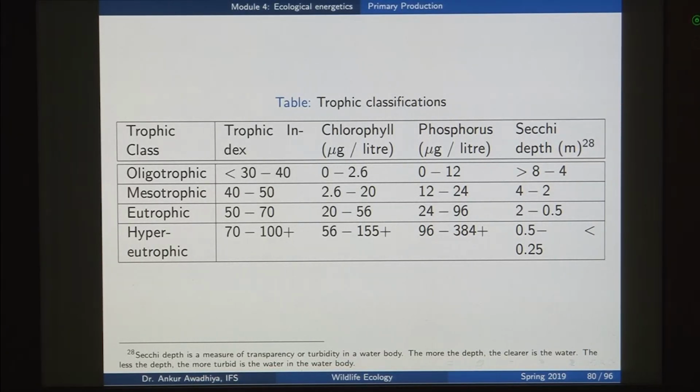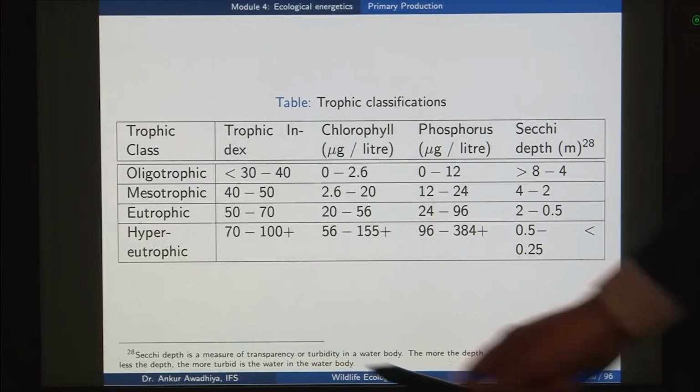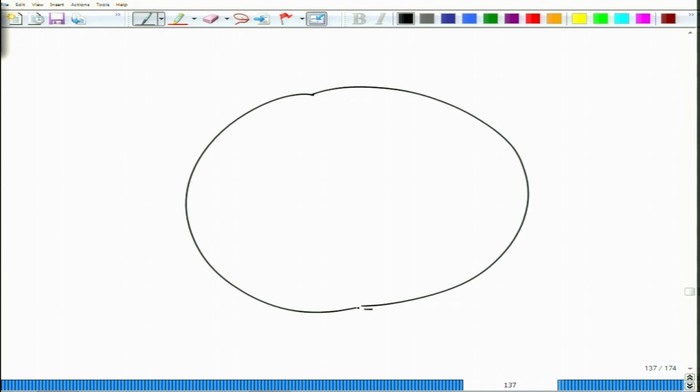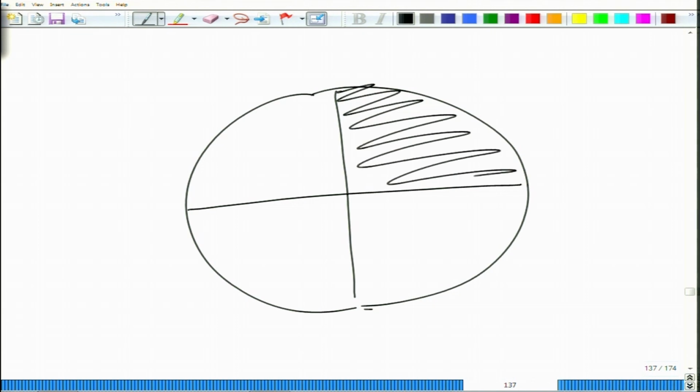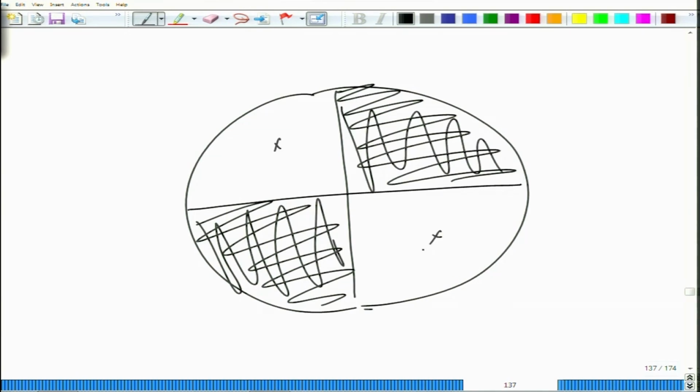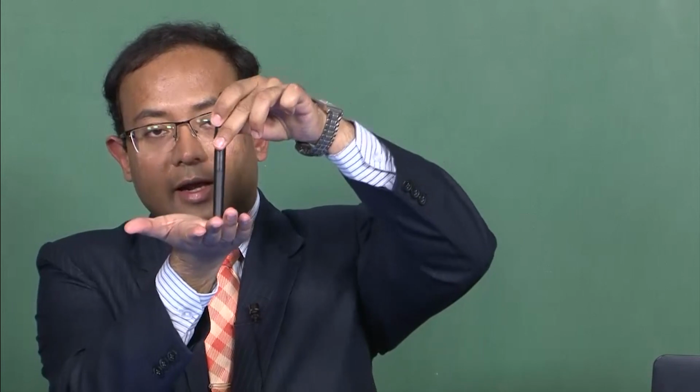Now, Secchi depth is an indication of the amount of turbidity that is there in the lake. So, Secchi depth is a measurement of transparency or turbidity in the water body. The more the depth, the clearer is the water. So, what happens in the case of a Secchi depth is that you take a disc which is around 30 centimeters in diameter, and then this disc is having these 4 portions. Both of these are black in color. So, this is black portion, and then there are 2 areas that are white in color. So, you have this disc, you attach this disc to a rod.